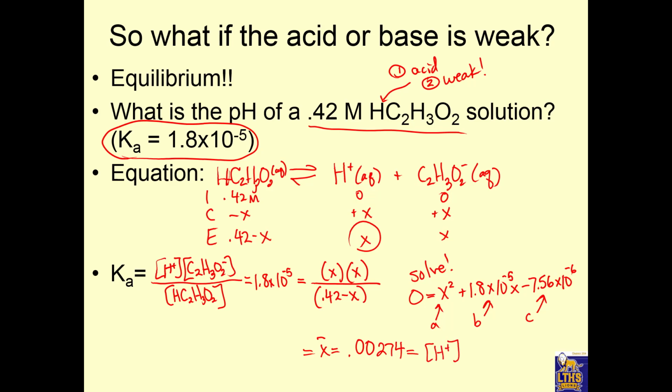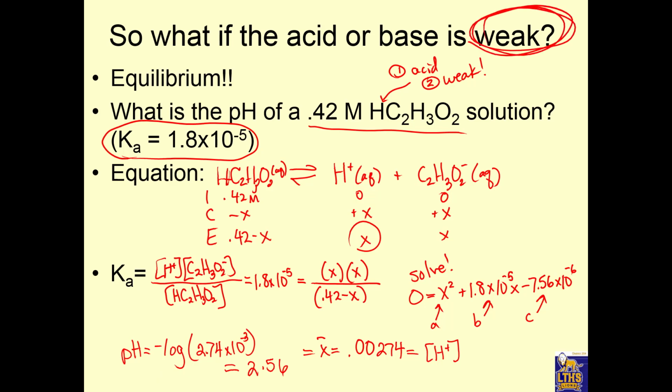Are we done yet? No, because we need to get pH. So pH is going to be equal to the negative log of, and I'm going to change it to scientific notation, 2.74 times 10 to the negative third. So pH is going to be 2.56 for this solution. Okay. Why do we have to do all that work? Because acetic acid is a weak acid, so we have to do the equilibrium because we're going to have some of everything at equilibrium. When we do strong acids or bases, we only get H+ or OH minus, all of it.